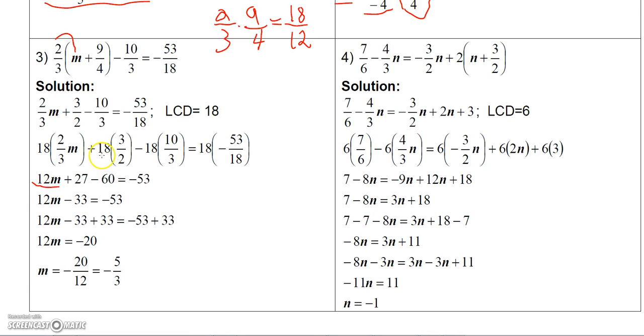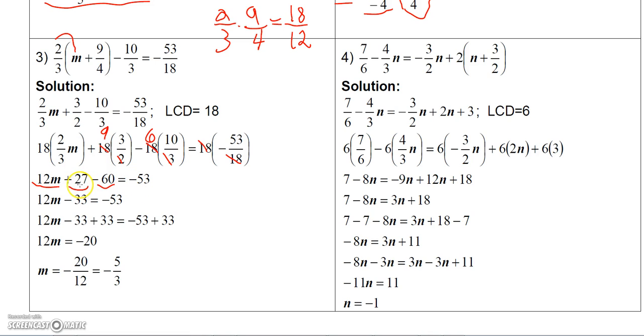And then when you multiply this, I'll do my little trick here. 2 goes into 18 9 times. And so I get 9 times 3, which is 27. And then I can do the same little trick here. 3 goes into 18 6 times. And so I get minus 6 times 10, so that's minus 60. And then here, the 18s just cancel. And so I just get minus 53 over here.